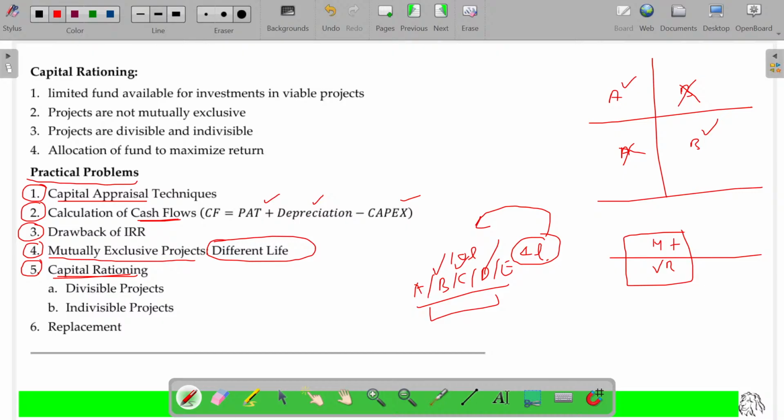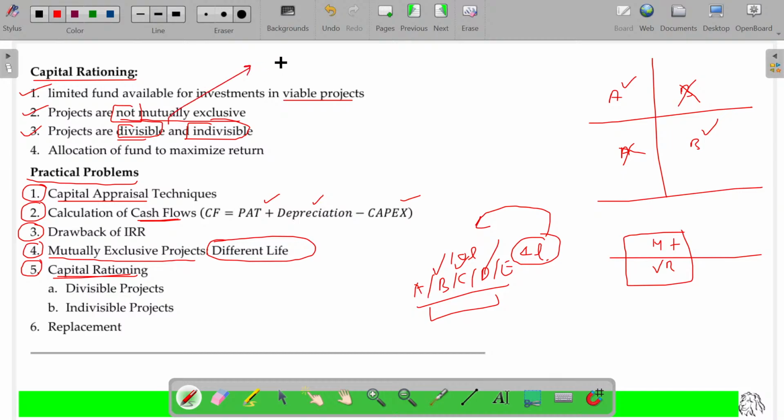So, capital rationing: a limited fund available for investment in viable projects. Second, projects are mutually exclusive or not mutually exclusive. Mutually exclusive means if you choose one, the other cannot be chosen. Here it's not so, you can choose both. And projects are divisible or indivisible. In your examination, you may get questions on divisible or indivisible, predominantly indivisible. Indivisible needs some permutation and combination to arrive at the solution. But in case of divisible, that seems to be easy.